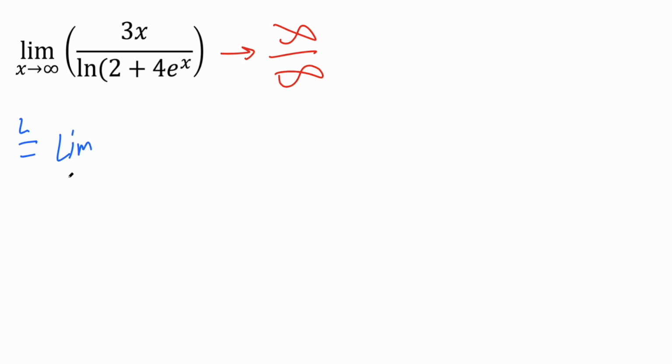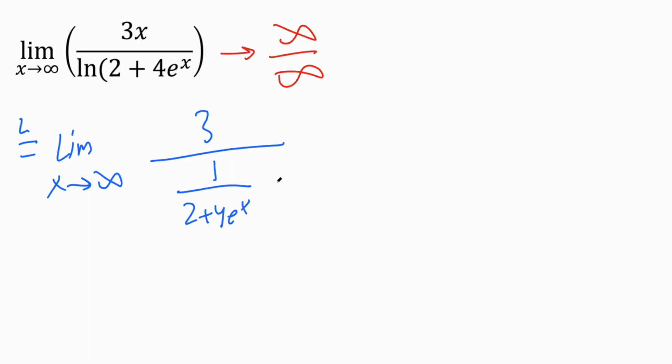So we're going to get the limit as x approaches infinity. And with L'Hopital's rule, we're going to take the derivative of the numerator and the derivative of the denominator. The derivative of 3 times x would be 3. Now this piece right here, we'd have to use the chain rule. The derivative of ln, you would get 1 over the inside piece, so 2 plus 4e raised to x. Then you would need to take the derivative of the inside piece. The derivative of 2 is 0, and the derivative of 4e raised to x would give us 4e raised to x. So let's write this down, 4e raised to x, like that.